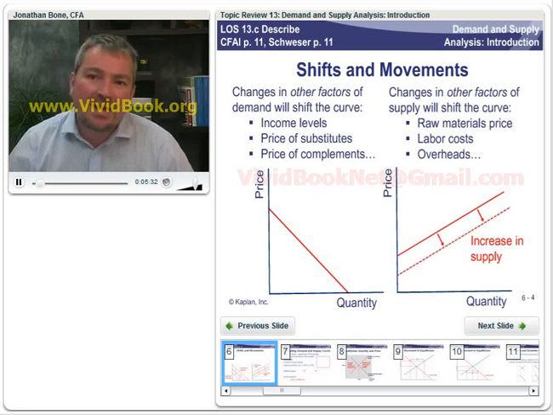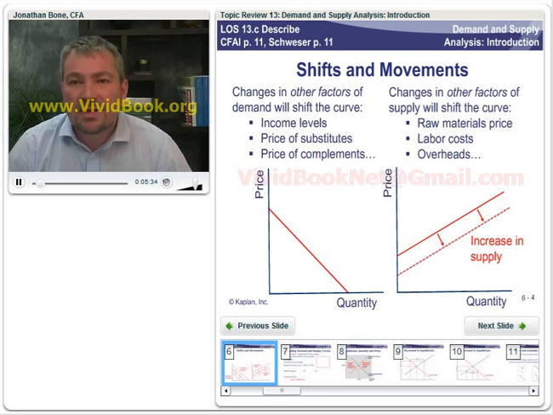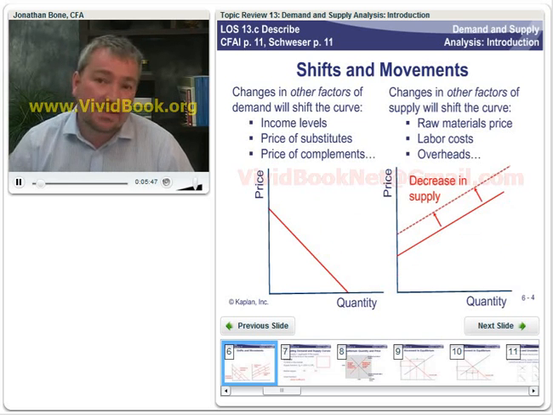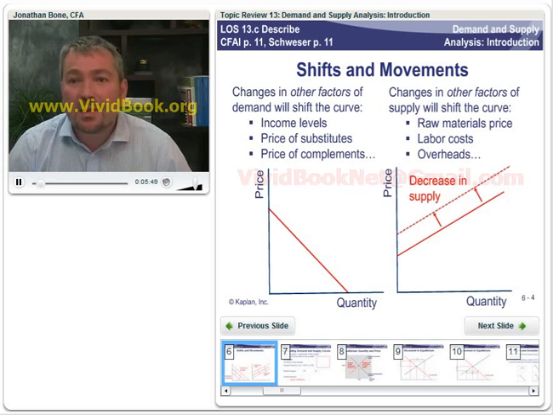So an increase in supply, notice our supply curve shifts outwards, is typically caused by the factors of production, the raw materials, the labor, the overheads becoming cheaper, and therefore the firm being able to produce goods at a lower cost. And a decrease in supply, notice the firm is willing to supply less at each price now, is typically caused by these factors increasing.